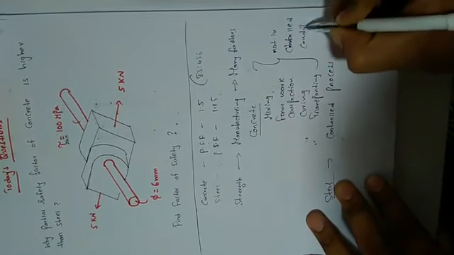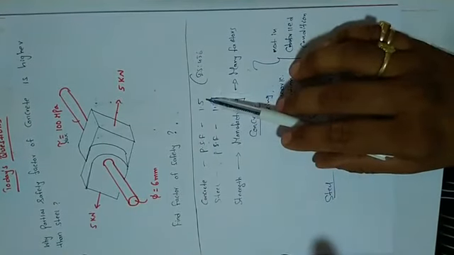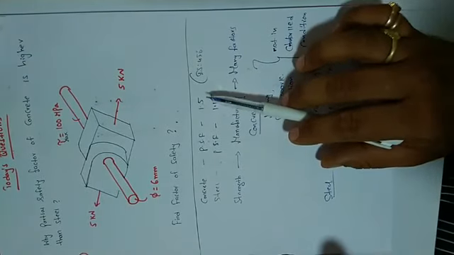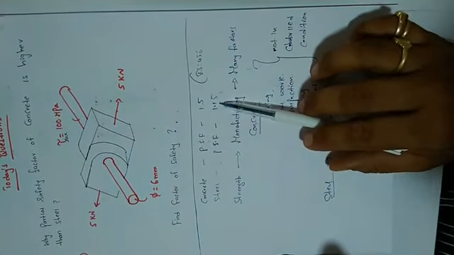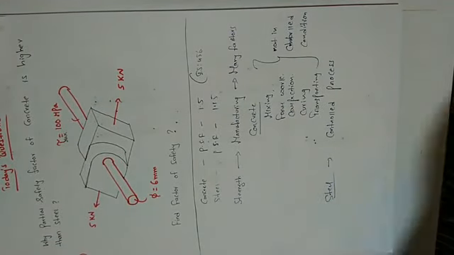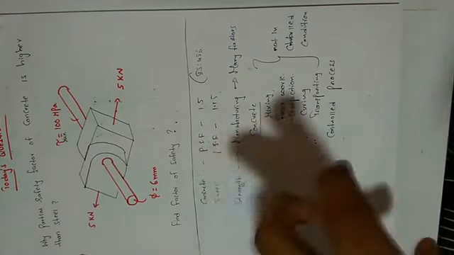So by that, it should always be taken more than the steel. As per the code, 1.5 is for concrete and 1.15 is for steel. This is the meaning of why we are always taking the partial safety factor for concrete more than for steel. So that is the value taken.